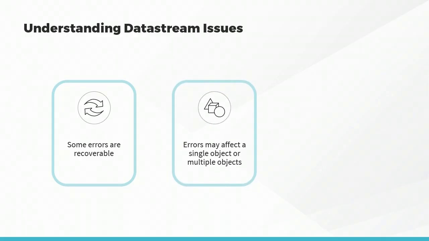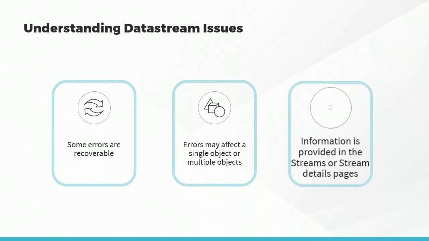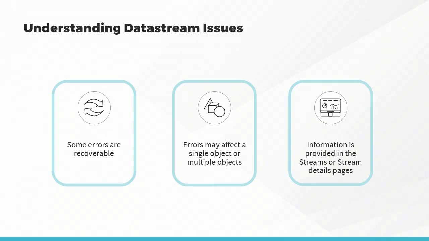But there are other errors that may affect a single object or multiple objects. This could be an event that contains unsupported data types, or other errors that could impact several objects or the entire stream, right? For example, when Datastream can't connect to the source database, that's something we have to make sure we're able to handle. Information is provided in the stream details page, where you can see what's happening in the UI, and you can retrieve information about the error itself and what you can do to fix it.